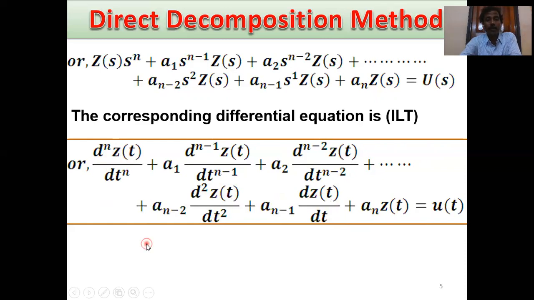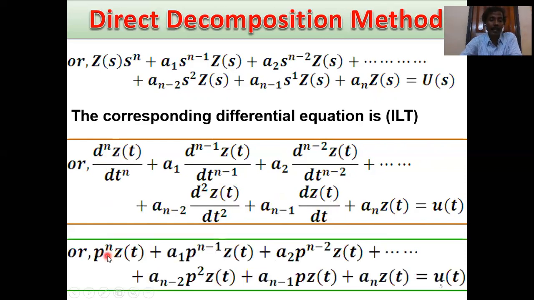So put in the state variables. This is another pattern of the nth order differential equation: p^n z(t) plus a1 p^(n-1) z(t), and similarly up to an z(t) equals u(t). This is another form.